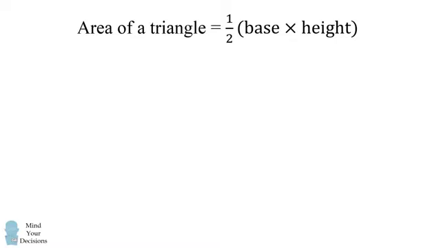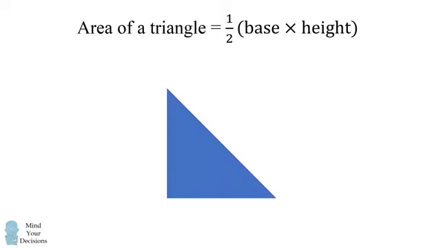So a key principle in this problem is the formula for the area of a triangle, which is equal to 1/2 the base times the height. So if you have a right triangle where one of its legs is the base and the other leg is the height, the area of this triangle is 1/2 times the base times the height. But this is true for any triangle. It doesn't have to be a right triangle.